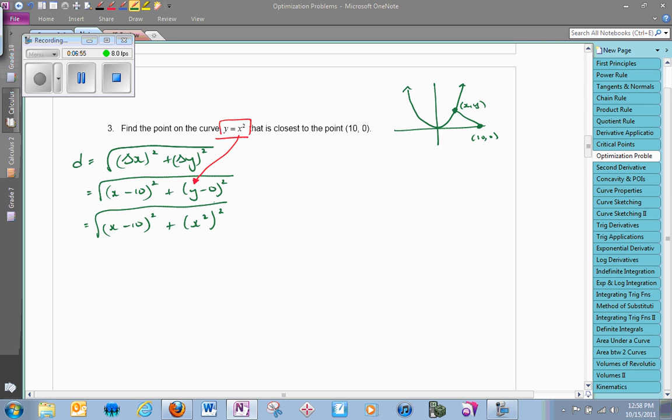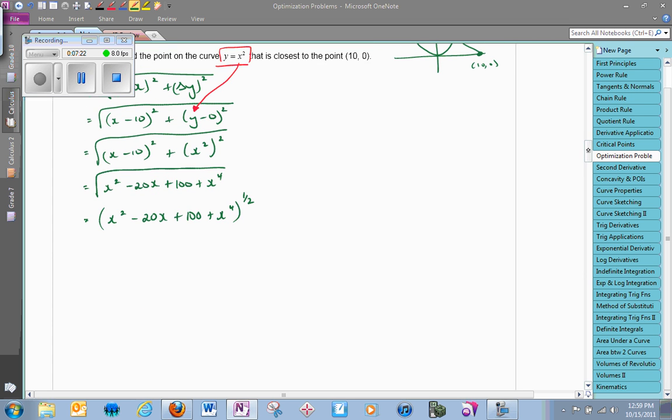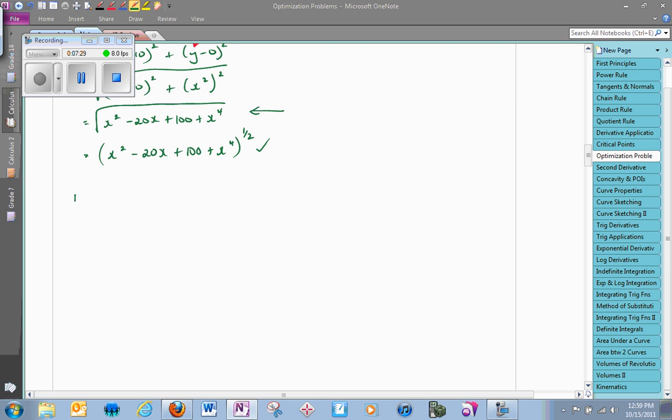Here's the point at which I want to expand and collect like terms. So I get x squared minus 20x plus 100 plus x to the 4, all square rooted. I don't like the way this is written, so I'm going to change the format of it. That's (x squared minus 20x plus 100 plus x to the 4) all to the half. Now I'm at a stage where I can take my derivative. I couldn't take my derivative from the earlier stage. It was still very complicated. This is better. Everybody take the derivative.